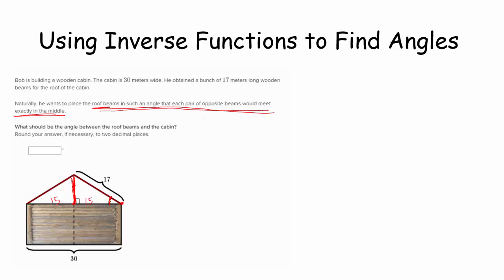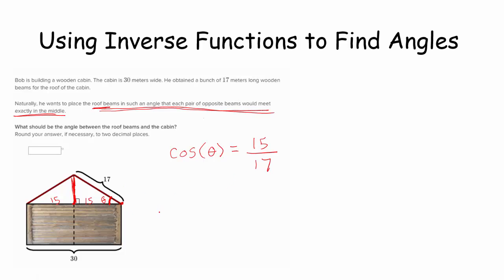So again, I'm going to write a trig equation. I'm looking for this angle, so I'll call it theta. Look what I've got here. I know that the adjacent side to theta is 15. I don't know the opposite side, and the hypotenuse is 17. So what trig equation involves adjacent and hypotenuse? Cosine. So cosine of theta equals the length of the adjacent side, which is 15, divided by the length of the hypotenuse, which is 17.